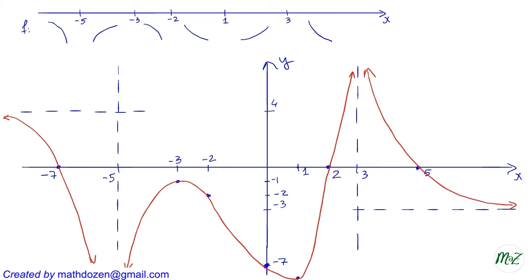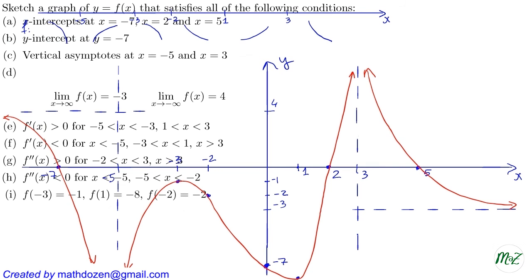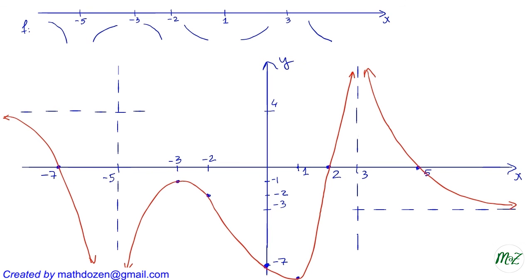And again, all of that showed up as a description of all of those conditions. So we have the x-intercepts, y-intercept, vertical asymptotes, horizontal asymptotes, the behavior, and the 3 key points. So let me take the original statement out. That's a version of the graph that will satisfy all of the descriptions.